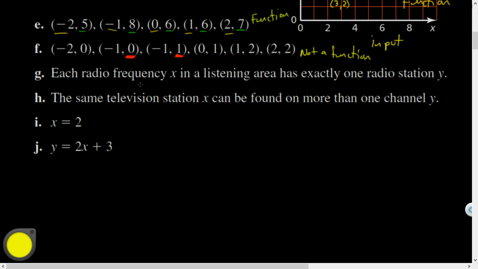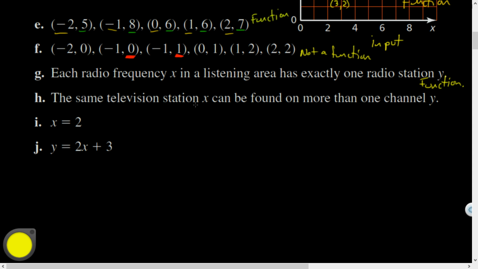Okay, here we go. Oh, this is weird. Guys, look at this one. Each radio frequency X in a listening area has exactly one radio station Y. So the input of the frequency has exactly one radio station. That sounds like a function. It would have been inconvenient if you tuned in to 100.7 and there were two radio stations simultaneously broadcasting at that frequency. No, thank you. And notice it did say listening area.